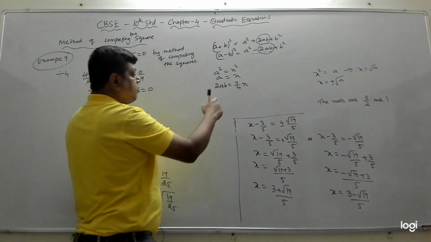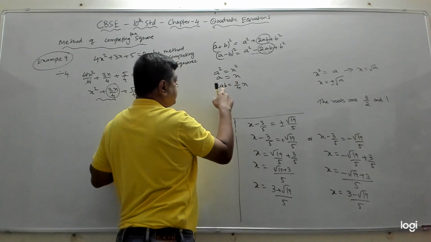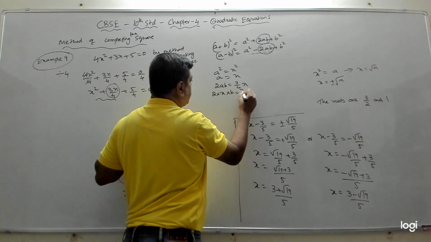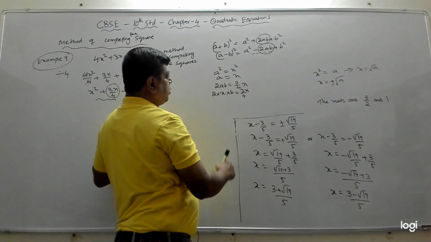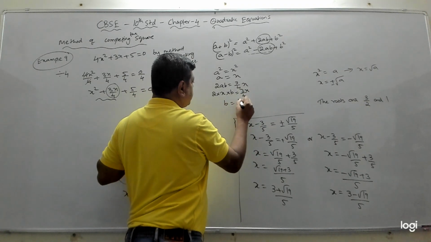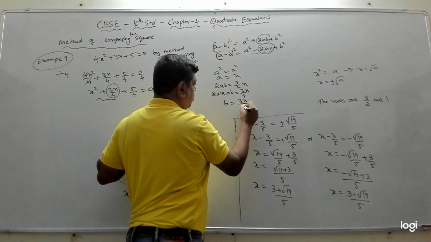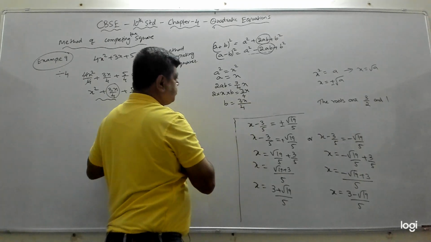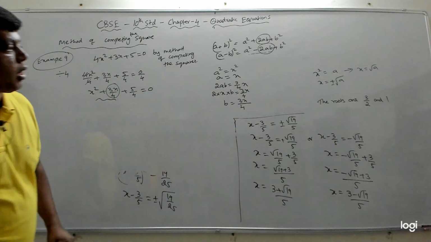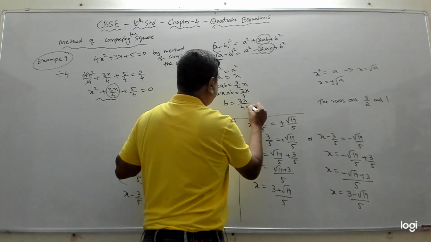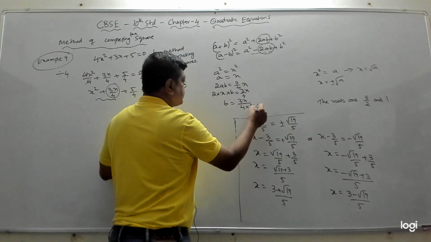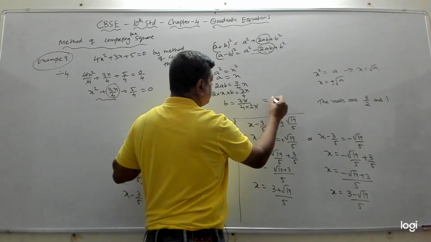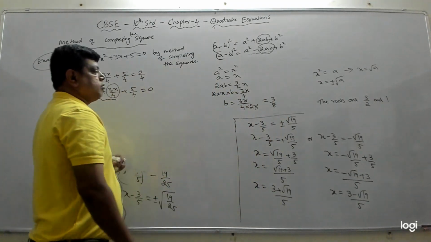Now we should find the value of b. What is a? a is x. Substitute a is x here. So 2 into x into b equal to 3x by 4. Now b will be equal to 3x by 4 divided by 2x. The 2x will come down, so it is into 2x. Now x will get cancelled. We will get b as equal to 3 by 4 into 2, which is 3 by 8. You have got the b now.